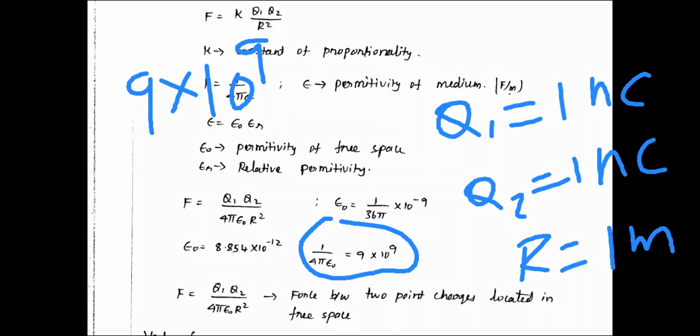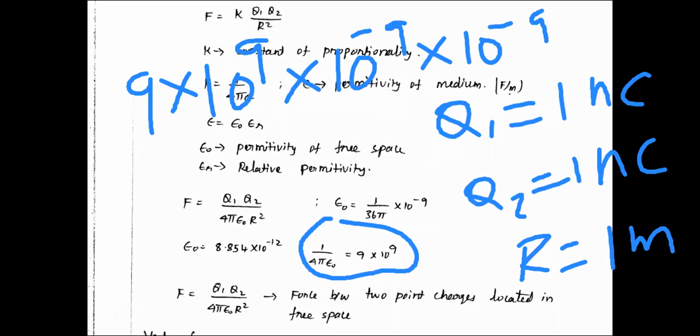9 into 10 power 9. So the first charge is 1 nano coulomb. That means 10 power minus 9. Next charge is also 1 nano coulomb, so 10 power minus 9, divided by r square. Anyway, 1 into 1 square is 1. This 10 power minus 9 and 10 power plus 9 will cancel out.